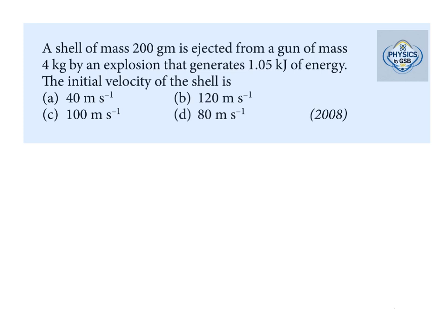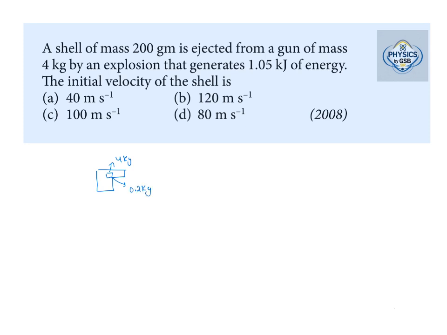So what exactly we mean by 1.05 kilojoules of energy is released is that when the explosion takes place, I can say the energy is equivalent to the increase in kinetic energy of the system. So the energy of explosion is nothing but the increase in kinetic energy of your system. So if I consider my system to be, let this be a gun whose mass is 4 kg, and it has a shell of mass 200 grams, which is equal to 0.2 kg.